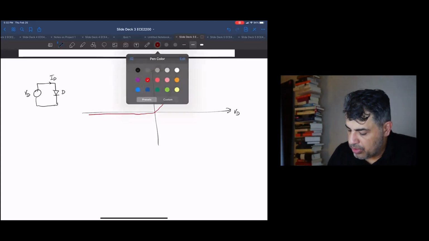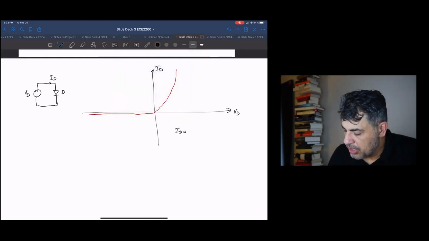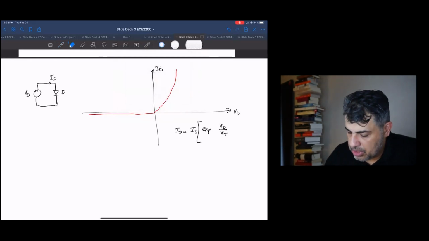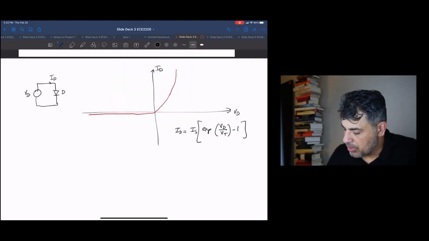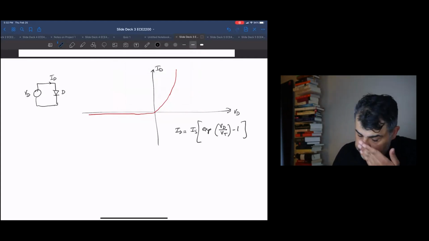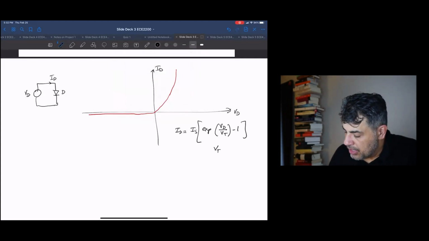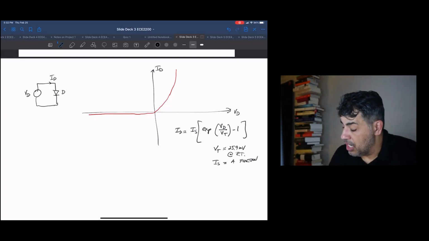And the equation for this current versus voltage is I sub D is I sub S exponential of VD over VT. Sorry, guys, change that to a parentheses minus 1. Okay, so this is the total equation for this thing. And VT is 25.9 millivolts, or 26 millivolts at room temperature. And I sub S is a function of the diode design. I think pretty much in every case in chapter 3, you'll be given an I sub S.